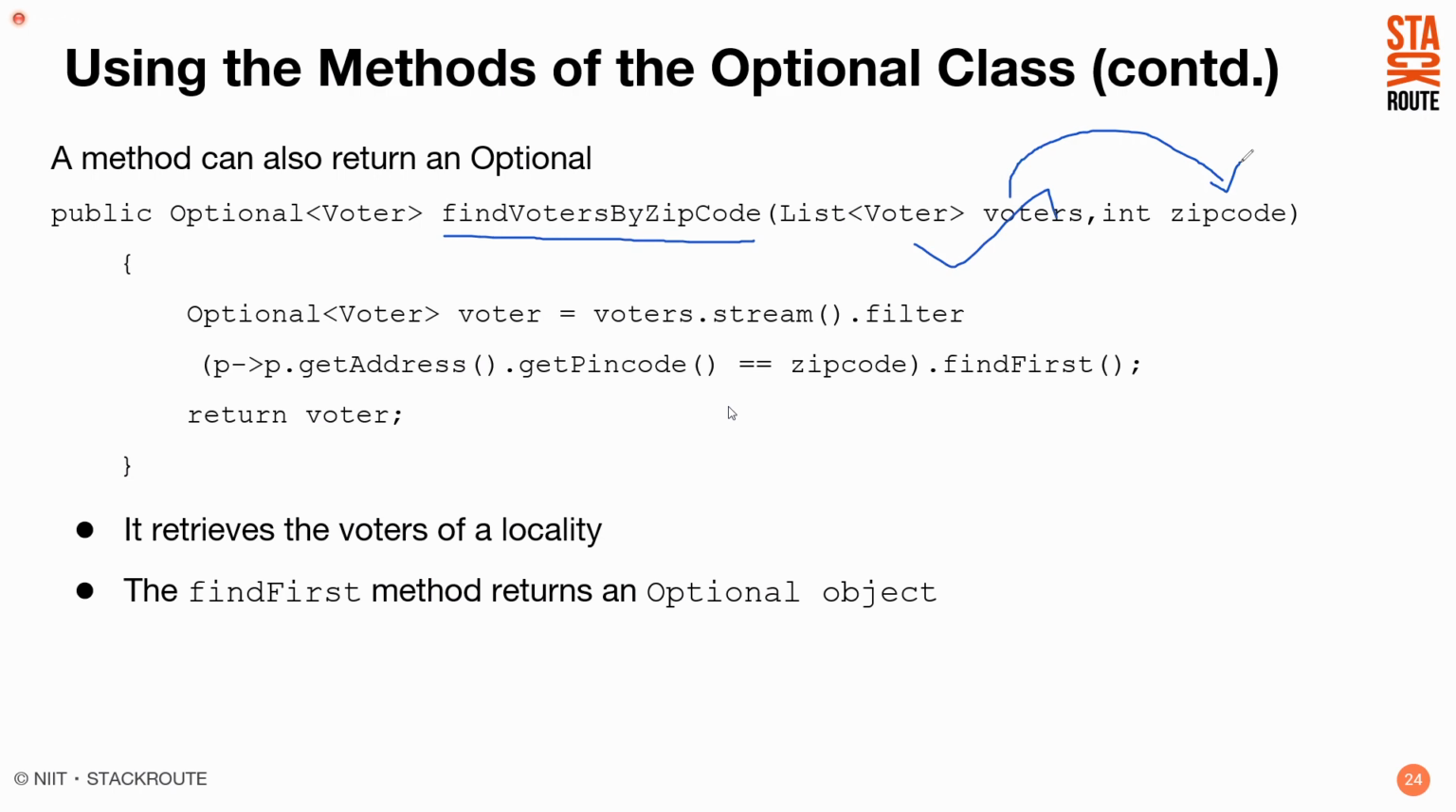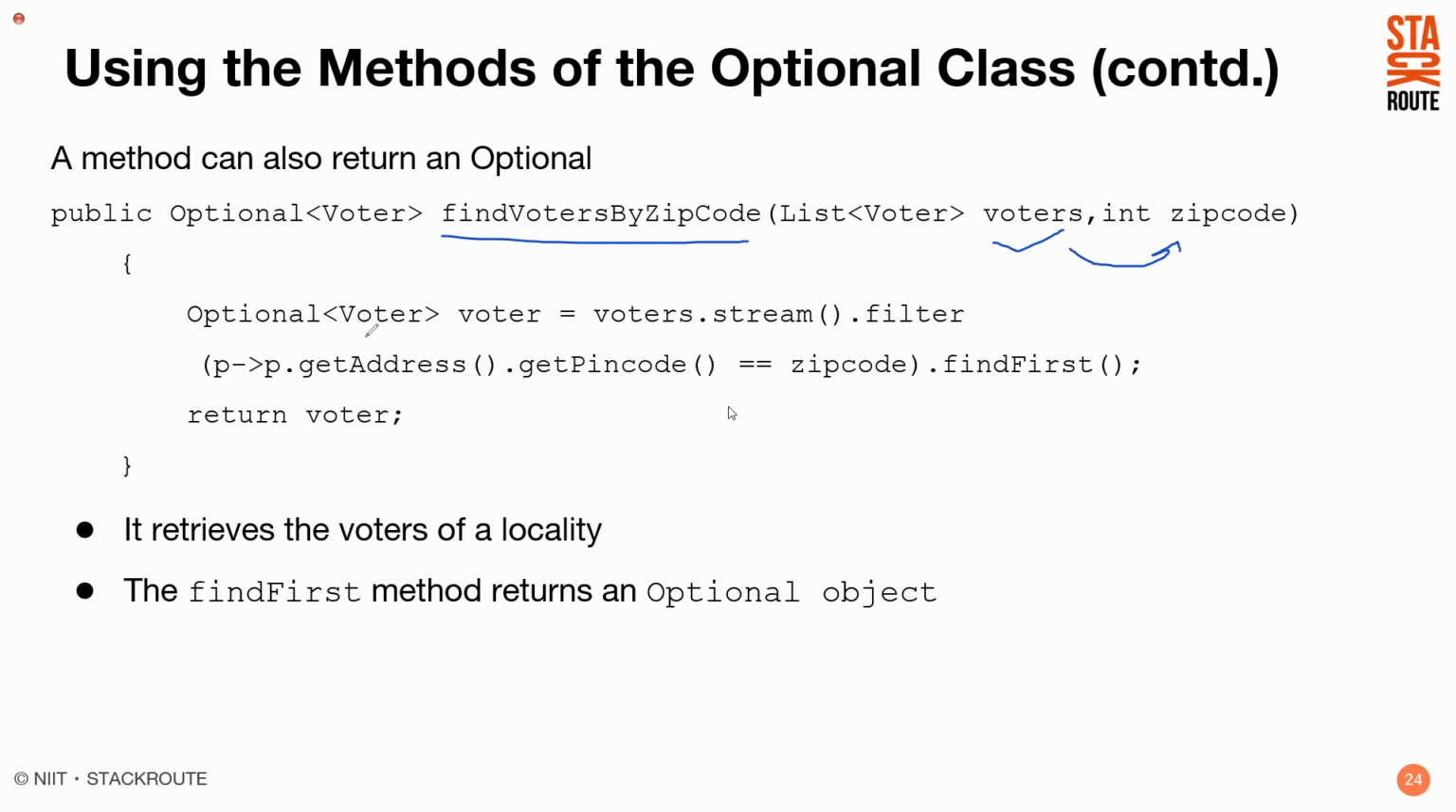Along with that, I want to store all the data in an optional object. Can you see? And I want to return this optional object as a return type. So please listen, it's optional. We can go for void also. So this method is taking all the voter details, checking the pin code, and returning the respective optional object alone.